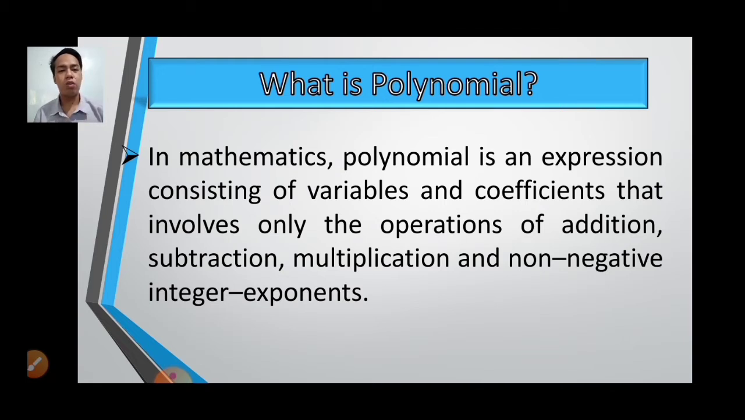Okay, now let's define what a polynomial is. In mathematics, a polynomial is an expression consisting of variables and coefficients that involves only the operations of addition, subtraction, multiplication, and non-negative integer exponents. So when we say polynomial, this is also what we call an expression, meaning there is a variable, a coefficient, and an exponent. That is what we call a polynomial.